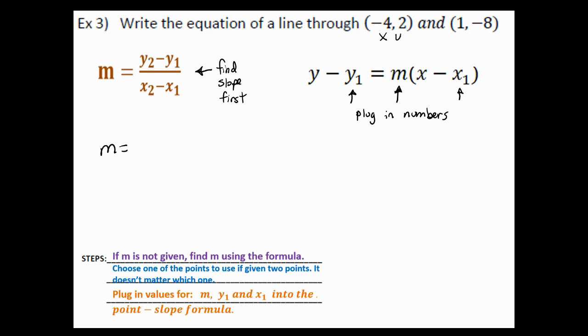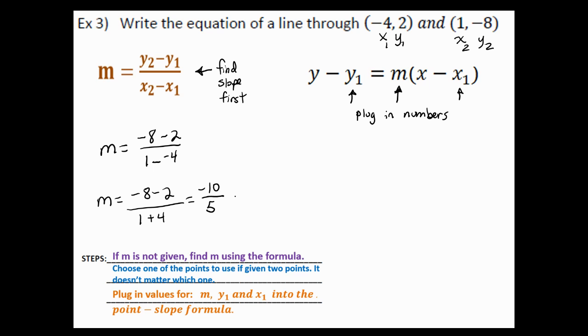So we should have labeled this xy set 1, xy set 2. So your slope would be negative 8 minus 2 over 1 minus 4. So be careful. Should be 1 minus 4. That's going to change. I'm just rewriting this. 1 minus 4 becomes 1 plus 4. So negative 8 minus 2 is negative 10. 1 plus 4 is 5. So your m number should have been a negative 2.